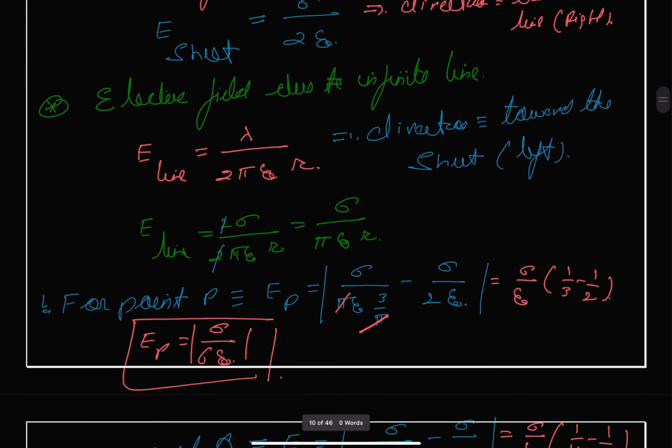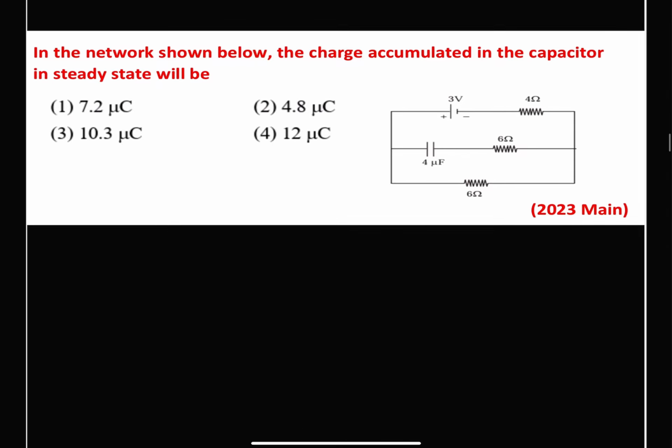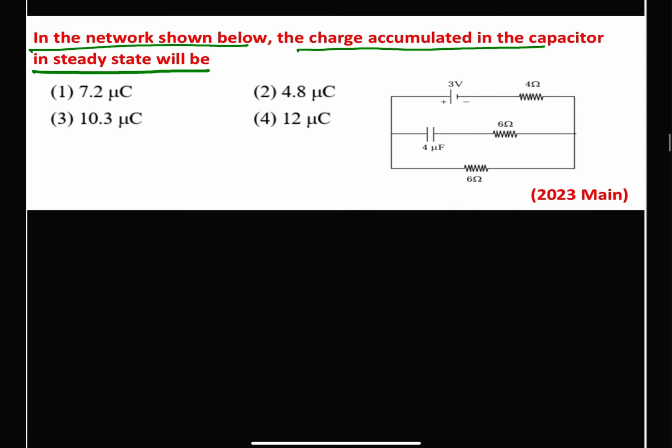Next question. It states that in the network shown below, the charge accumulated in the capacitor in steady state will be. Basic figure is given to us. We have supply voltage V in series with a 4 ohm resistance. Let us call this resistance R1. We have a capacitor, let us call this C, and the 6 ohm, let us call this R2, and we have another 6 ohm, let us call this R3.